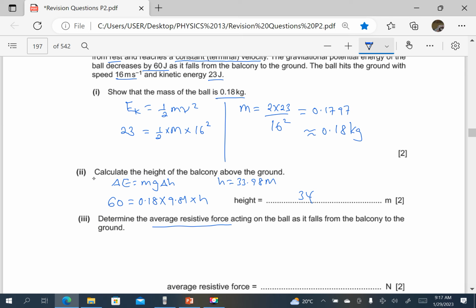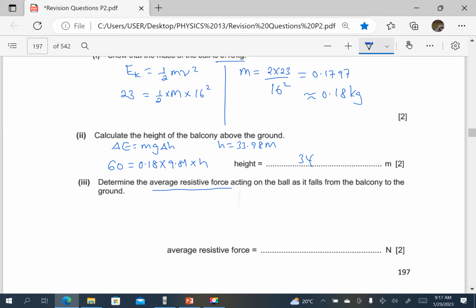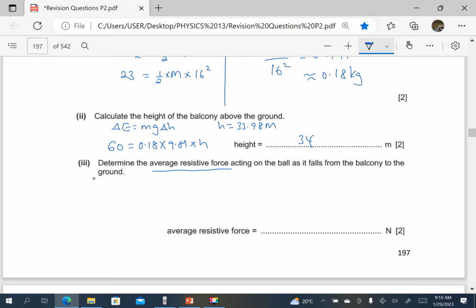That means not all the loss in gravitational potential energy becomes kinetic energy when the ball hits the ground. So there is some energy which is lost to overcome the resistive force, and which work is done against the resistive force. So we shall begin with the work done against the resistive force. And this work done must therefore be 60 joules minus 23, which is equal to, I think that is 37 joules. That is the work which is not converted into kinetic energy. It is used to overcome the force of resistance.